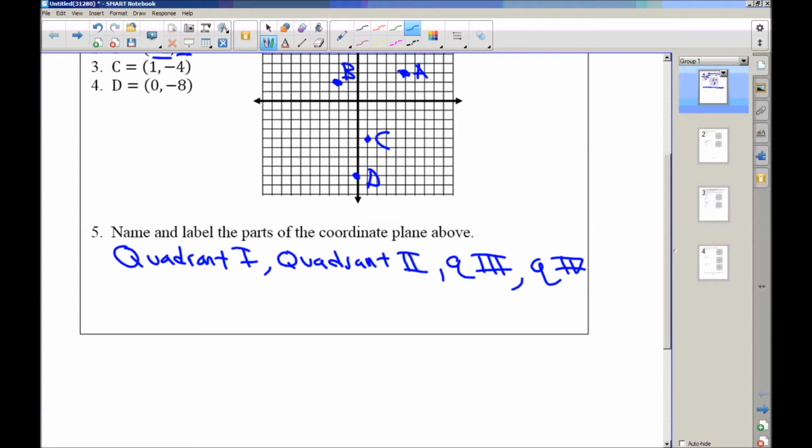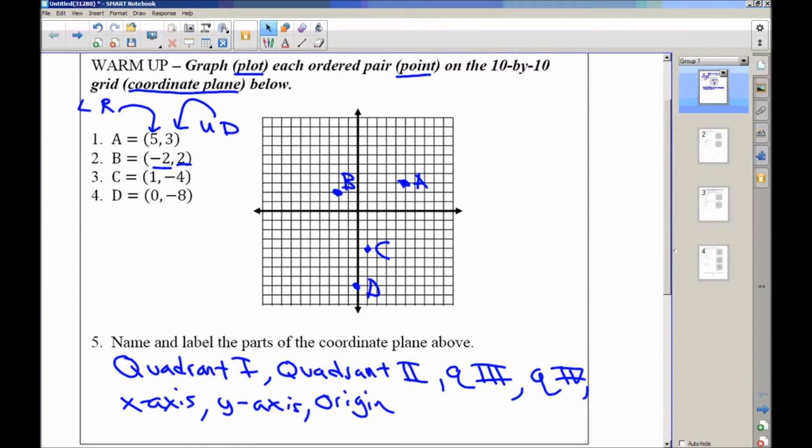Okay. Where the quadrants overlap, we end up with the axes. We have the x-axis and the y-axis. Okay. And where the axes overlap, we end up with the origin. Okay. So we'll go back up here and label all these parts in red. Okay. So quadrants start like this. There's Q1. Here's Q2, here is Q3, and here is Q4.